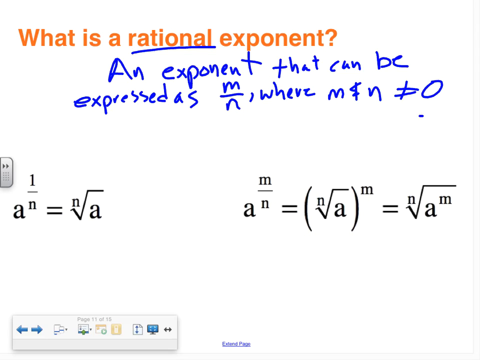Okay, so let's go over to the definition. A raised to the exponent. Now we're talking about an exponent that's a fraction. If you have an exponent, you can always rewrite it in radical form. In this example, the denominator of the exponent turns into the index of the radical. And then the base turns into the radicand.